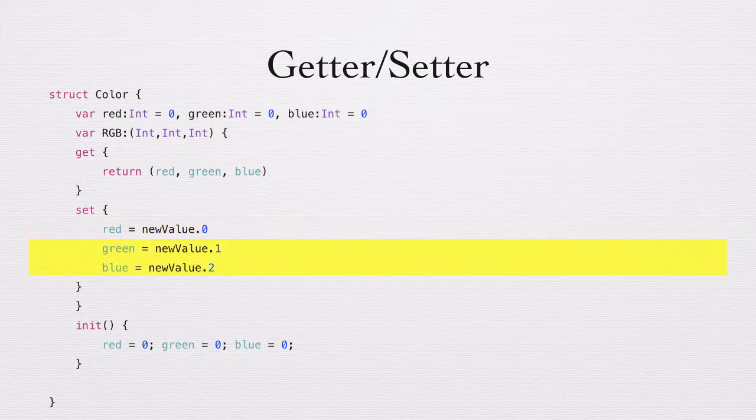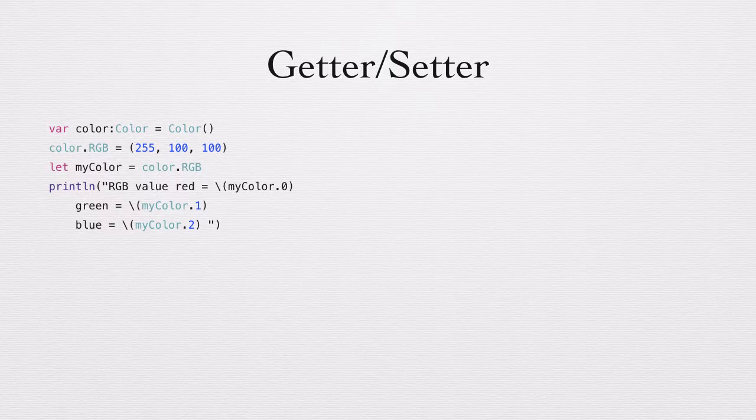Likewise, we will assign the second and third elements of the newValue tuple to green and blue variables. Now, I will show you how to use these getter-setter methods. First, we create an instance of color structure. Next, we assign some value to it.